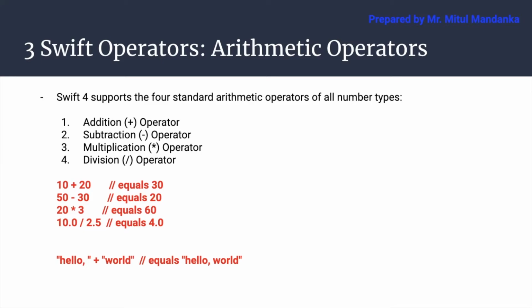I wrote down all the standard arithmetic operators for reference. 10 plus 20 is equal to 30. 50 minus 30 is equal to 20. 20 into 3 is equal to 60. And you can also perform these operations on double or float data types, so you can also write decimal values in your instructions. In the last line I wrote 10.0 slash 2.5 is equal to 4.0.